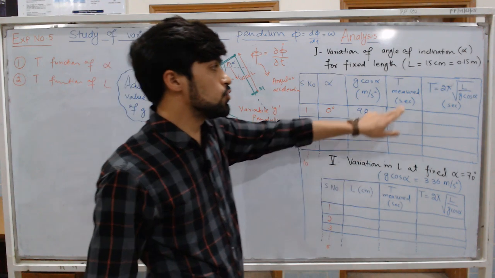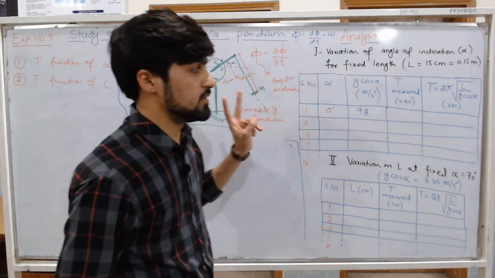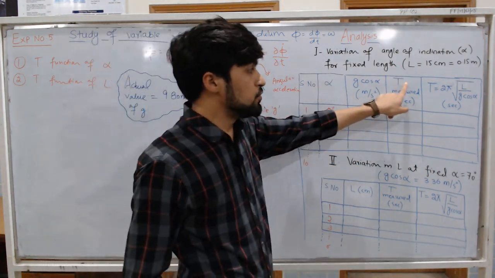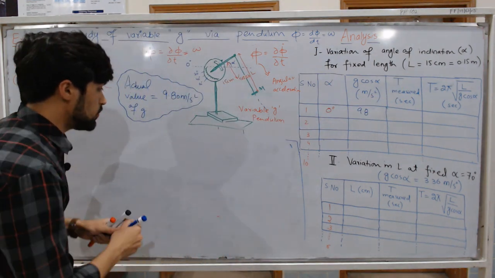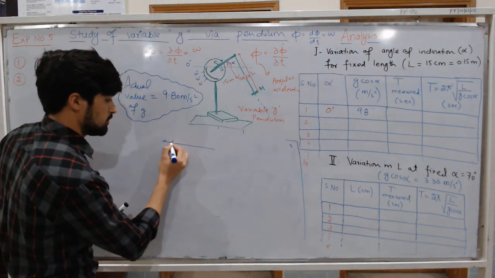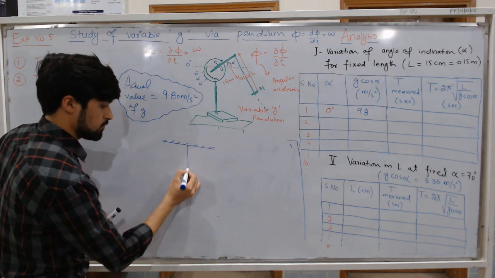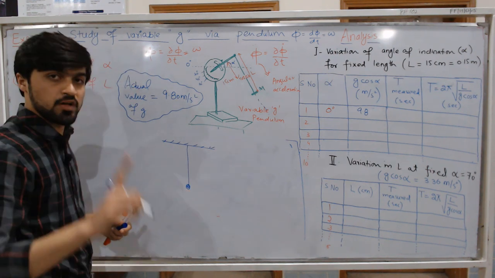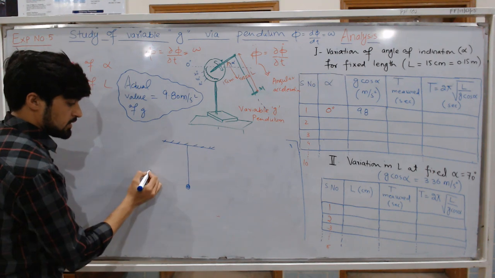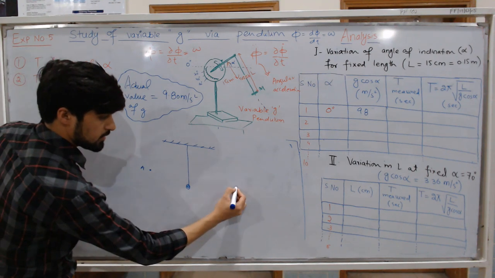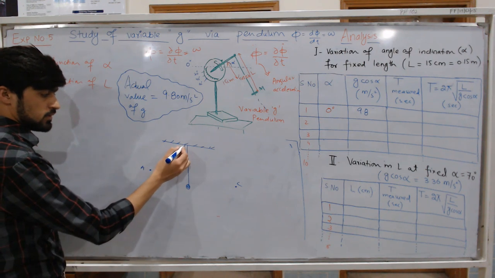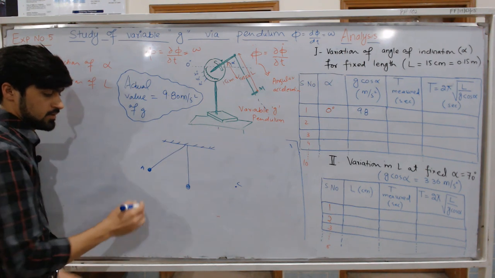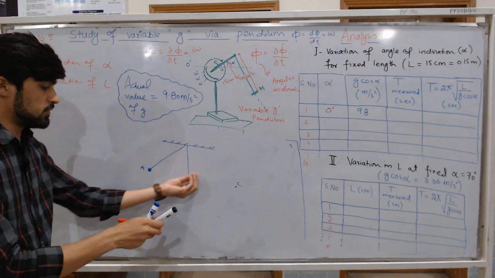Now this is actually the time period. There are two ways to find it. The first is using the stopwatch. So we know that if this is the simple pendulum, one oscillation is if this is the extreme position A and this is another extreme position C. So if I move this pendulum from here, let's say the pendulum starts here, let's say I move this pendulum here.